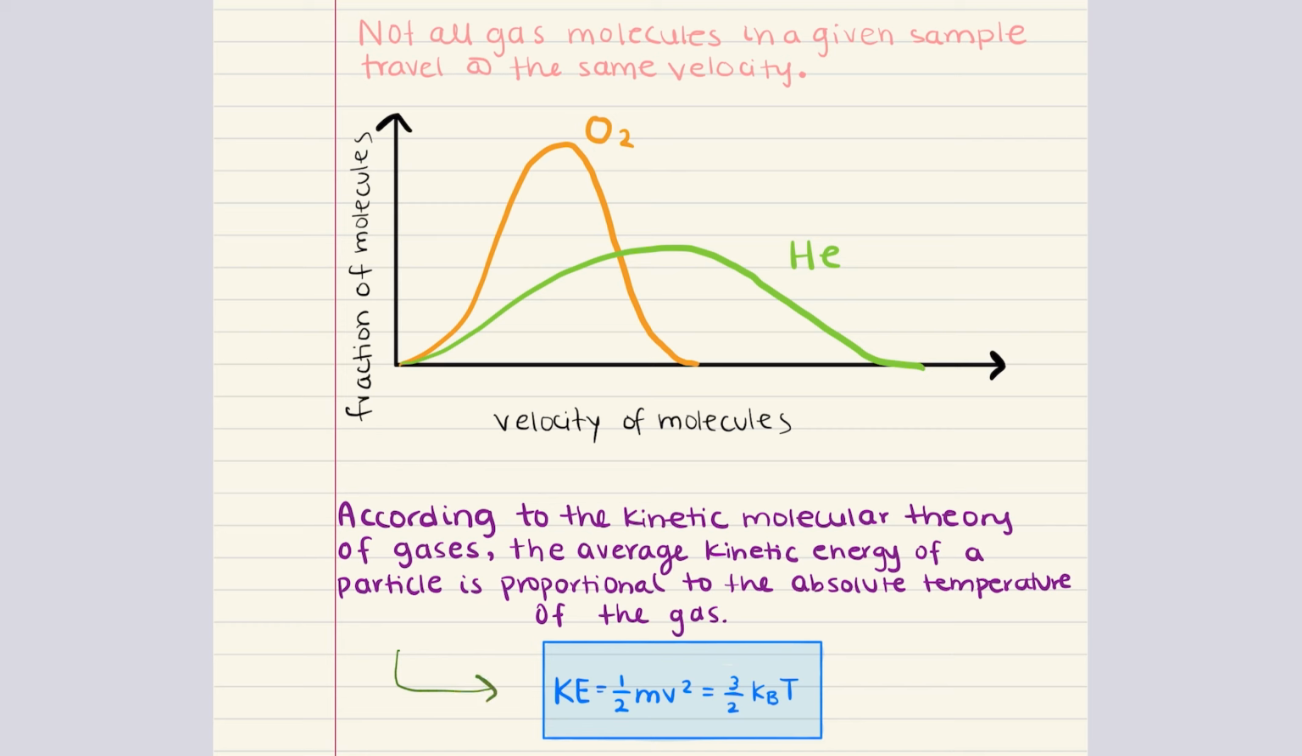Here we see that kinetic energy is equal to 1/2 mv squared, where m is mass and v is velocity. Kinetic energy is also equal to 3/2 kB multiplied by T, where T is temperature, and kB is the Boltzmann constant. This is equal to 1.38 times 10 to the minus 23 joules per Kelvin. Now, this relationship serves as a bridge between the macroscopic and the microscopic behaviors of gases. So this is a bridge between the behavior of the gas as a whole and the individual gas molecules.